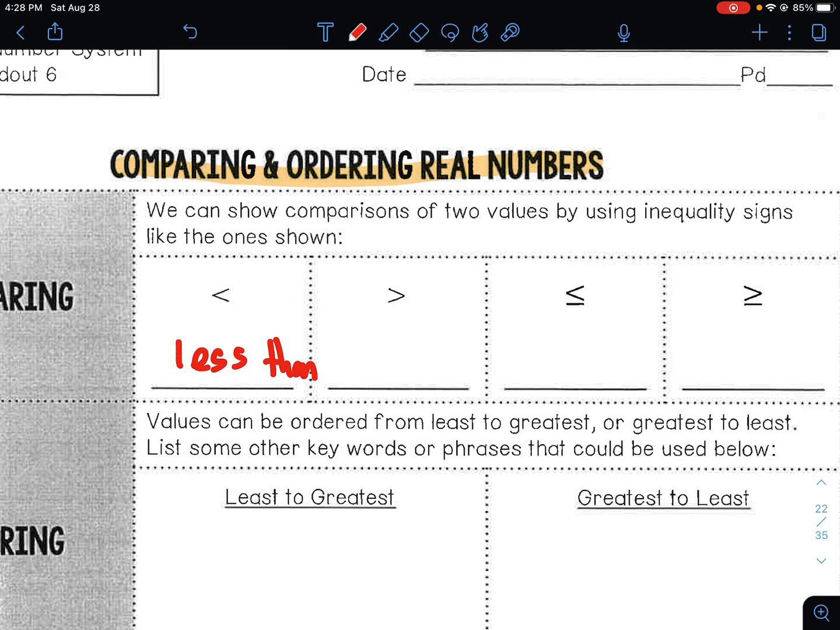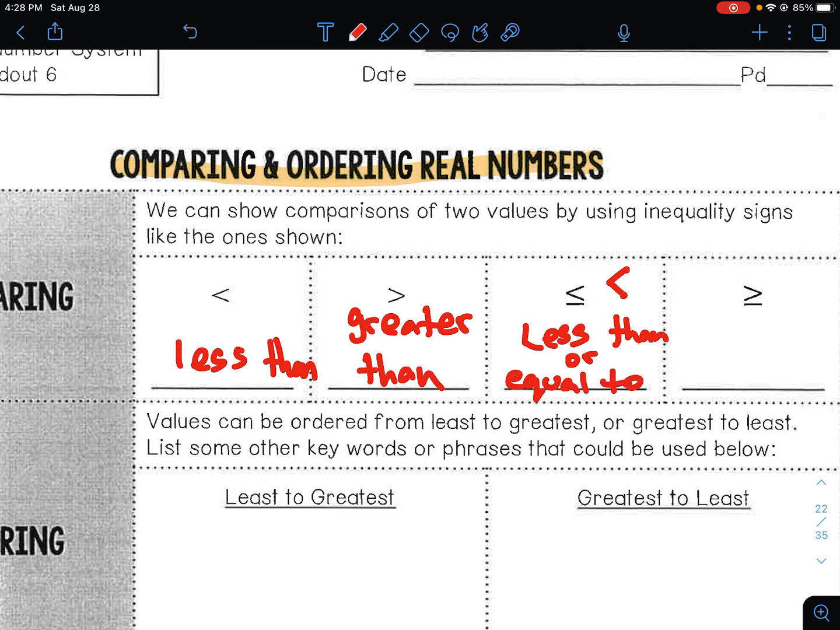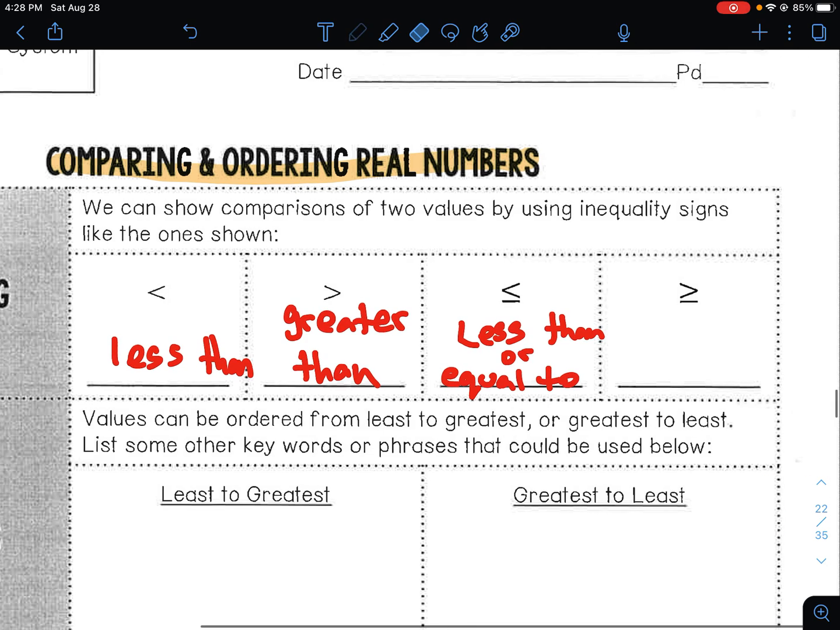Greater than is the first one, and greater than, it's eating the first number. So you can say this is, I'm going to write that down, greater than. This one, look at that, looks like that little L, less than, or equal to, is what this is, that little line. And finally, you've got greater than or equal to.